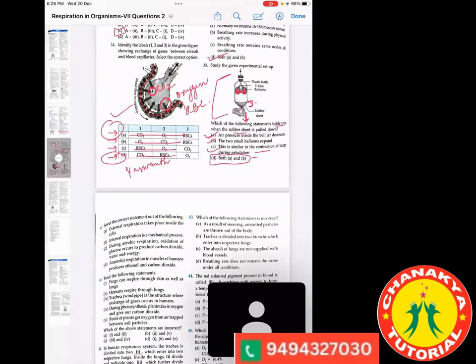So they have given a setup. Now we have to find out what holds true when the rubber sheet is pulled. So when we are pulling the rubber sheet down, what does it basically denote? It denotes that the air pressure will be decreasing in the jar, as well as the balloons will start expanding.